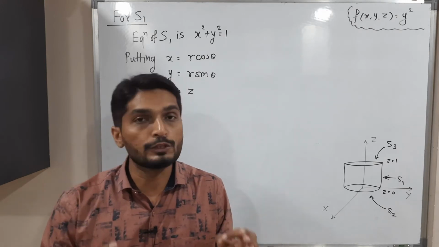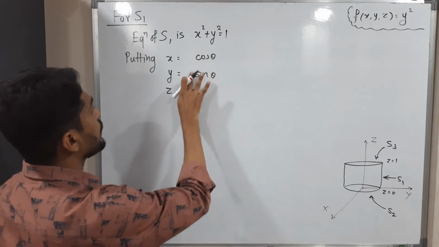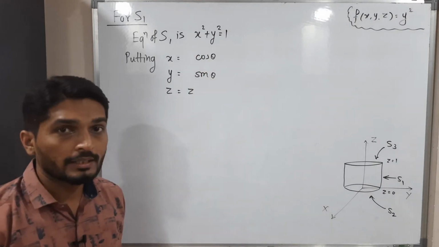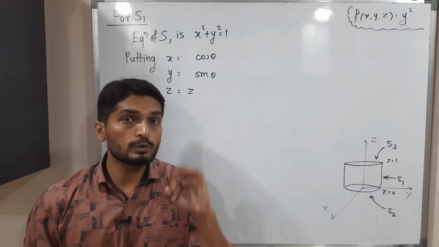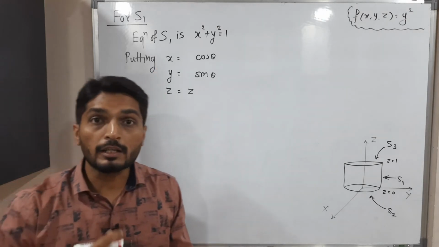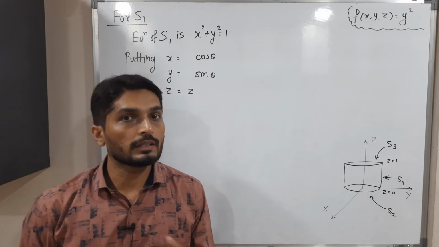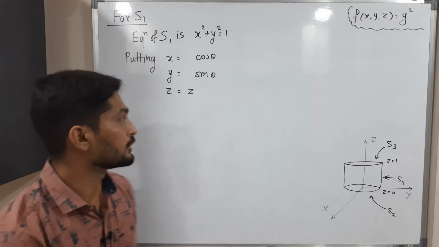R is fixed, which is 1. So if I put r equal to 1, we will have simply x equal to cos theta, y equal to sin theta, and z equal to z. That means in total we have three variables x, y, z, and we are converting them into two variables, theta and z. So with the help of that, we can easily define a parameterization.